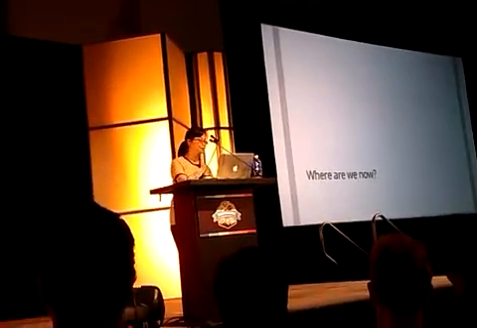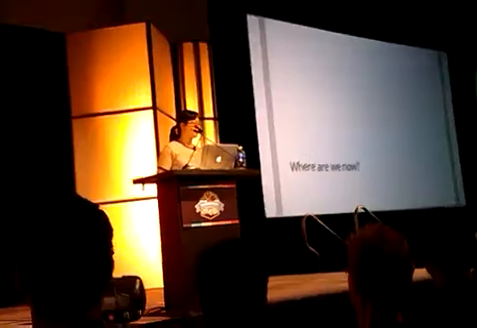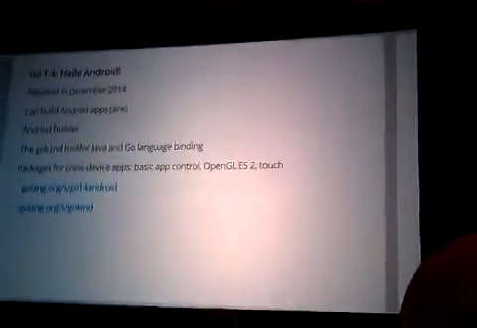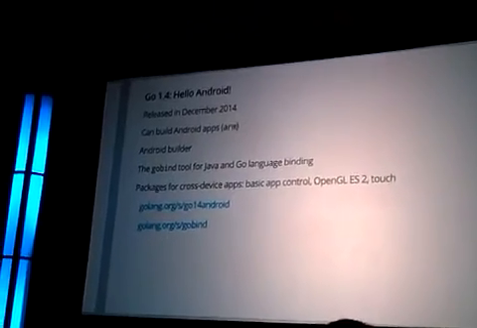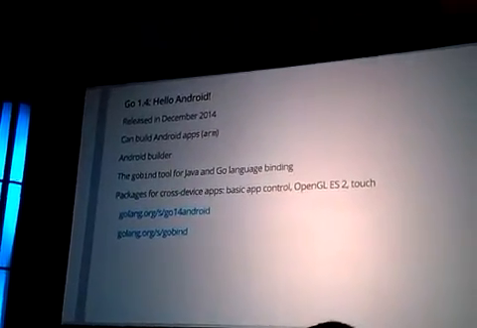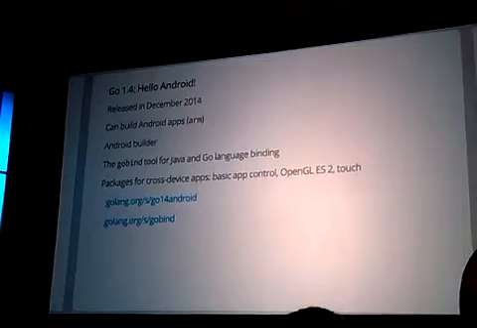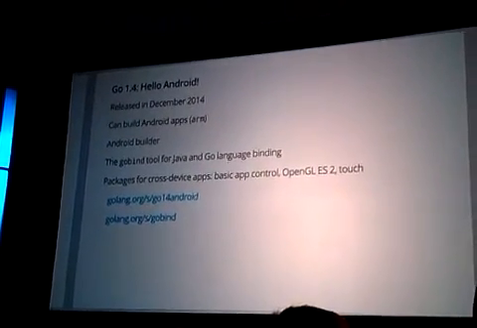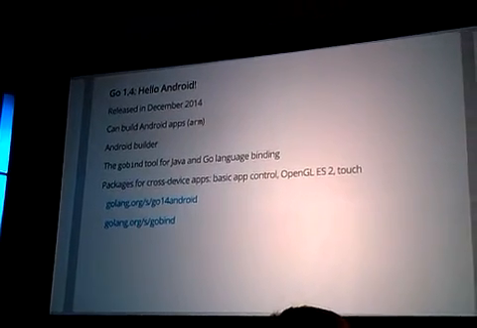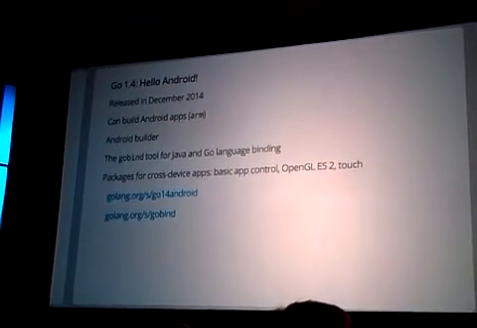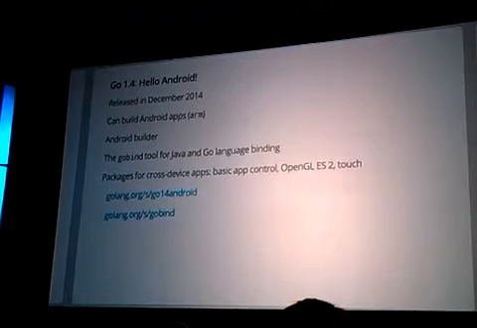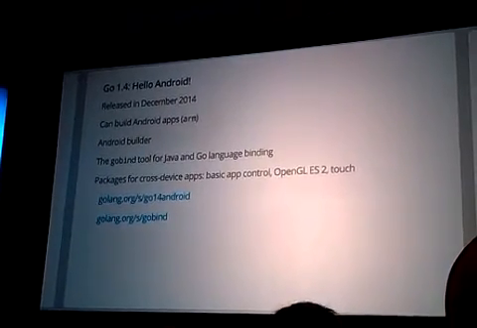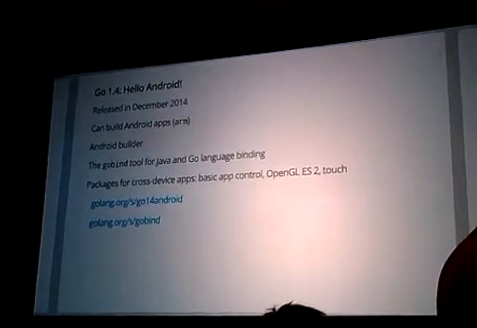So it's almost the end of my talk, and before ending, I want to recap where we are and where we want to go. In Go 1.4, we announced the Android support, and we have an Android builder that continuously runs all the tests from the standard library, and the Go Bind tool was released and became available for Java language binding, and we also had some packages for cross-device application development.